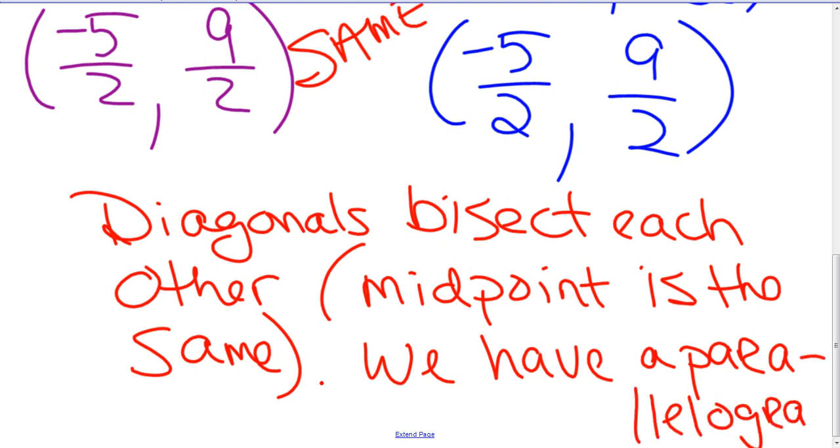So again, you had your three different ways to do this. You can do slopes, you can do distance, or you can do the nice, easy, lazy way and just check the midpoint of your diagonals.